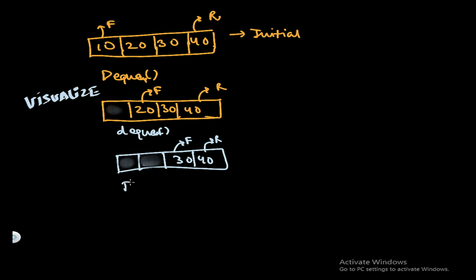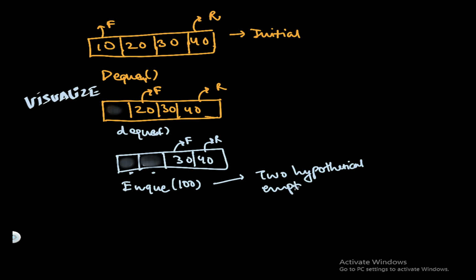Now I said Enqueue 100. So I have two empty places with me, two hypothetical empty places. Why empty places? Because the computer, the CPU, does not know whether this data is important or not. The computer can override. He's just a machine. Computer is just a machine.